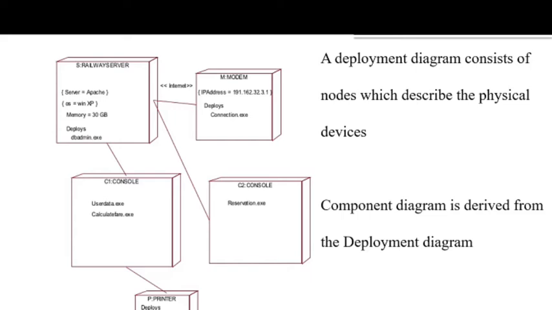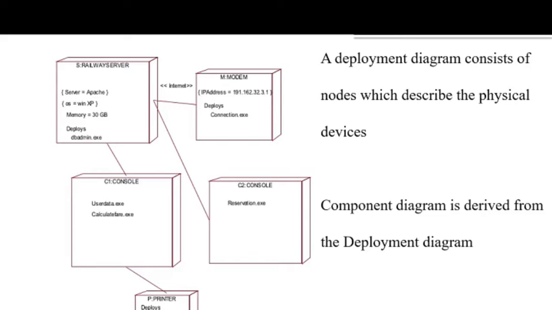So, what is a deployment diagram? A deployment diagram is a diagram that shows us the configuration of the runtime processing nodes and the components that are part of the system. They are used in modeling the physical aspects of the object-oriented system, and they are also used in the topology of the hardware.